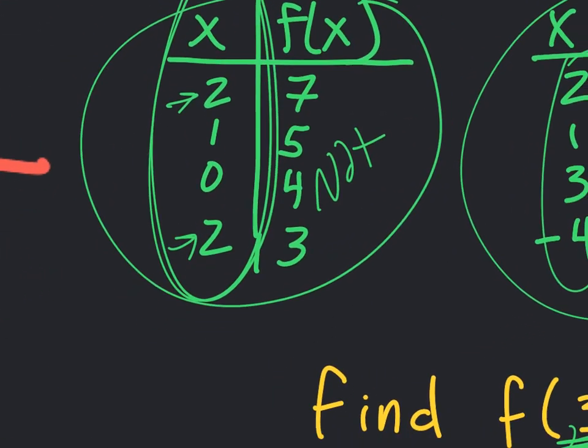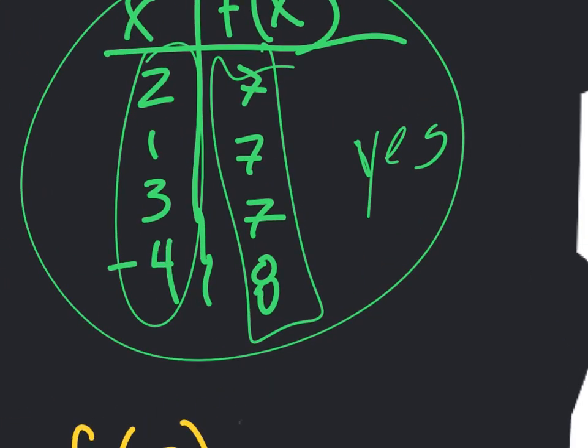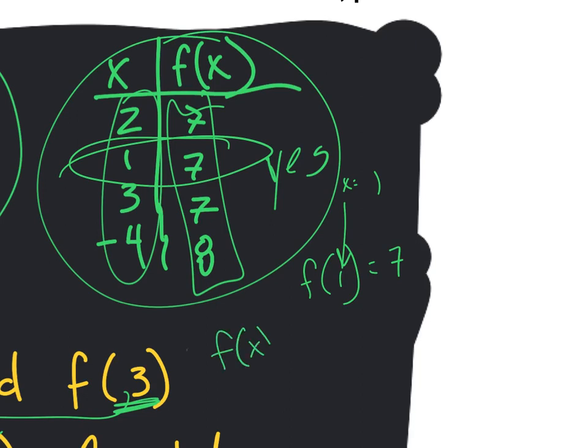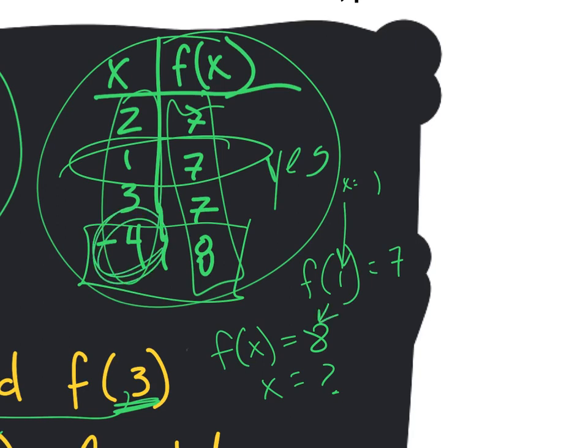If I were to go to this table here and ask you what is f of 1, then I know that x equals 1, and you're telling me to find 7. If I were to say f of x equals 8, what does x equal? Then you would tell me that it equals -4 because this is the y value, and that would mean that x is with my y value.